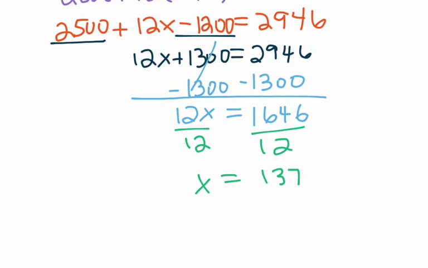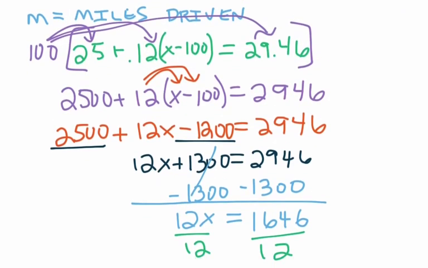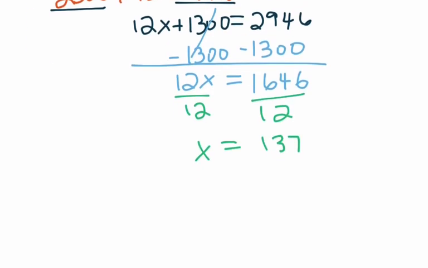137 miles. We said earlier up here that m is going to be miles driven, but I forgot to use m for the entire problem. So I'm going to come back up here, change this to x because I used x instead of using m like I meant to. So x is our miles driven, so x is going to be 137 miles that they drove the van for.